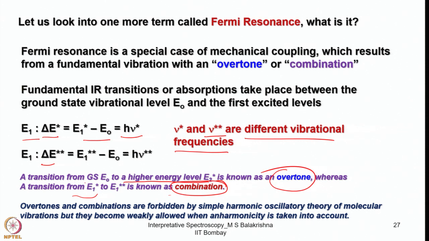A transition from ground state E0 to a higher energy level E2 is known as overtone, whereas a transition from E1 star to E1 double star is known as combination. Overtones and combinations are forbidden by the simple harmonic oscillator theory of molecular vibrations, but they become weakly allowed when anharmonicity is taken into consideration.